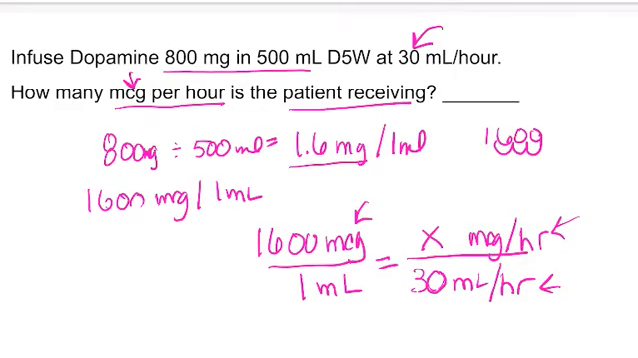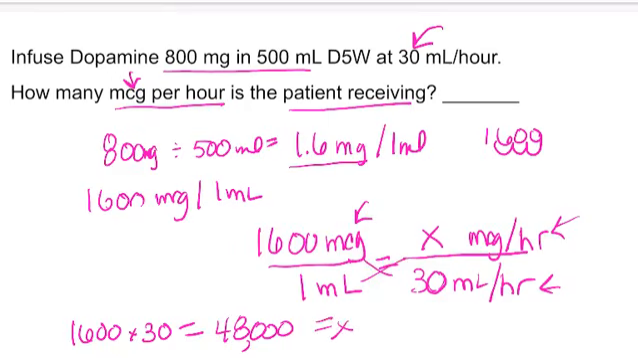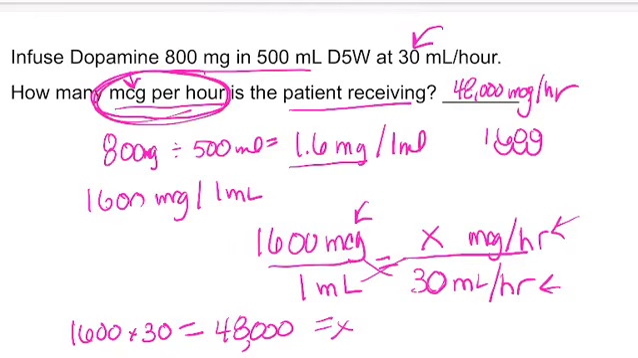And then I'm going to multiply 1600 times 30, and that's going to equal 48,000 equals X. So my answer is 48,000 micrograms per hour, and that's what I want, micrograms per hour. Okay, so those little details are really important. Okay, let's keep it going.